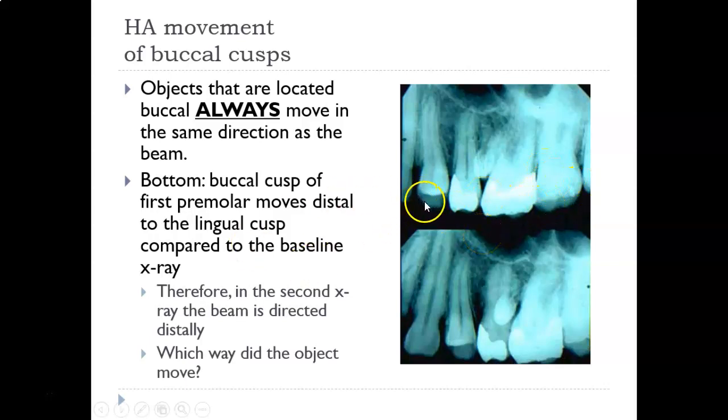Here it is. So we know that this cusp is buccal. The cusp is leaning distal, so the beam was moved more distal. The object moved more mesial. So since they're opposite, the beam went one way, the object went the other, we know the object is more in the lingual part of the mouth.